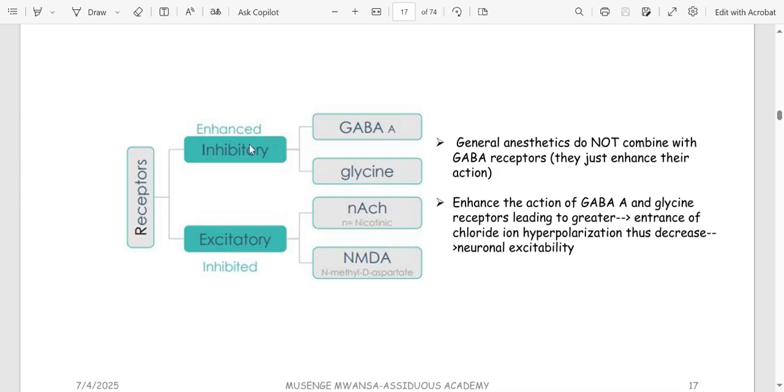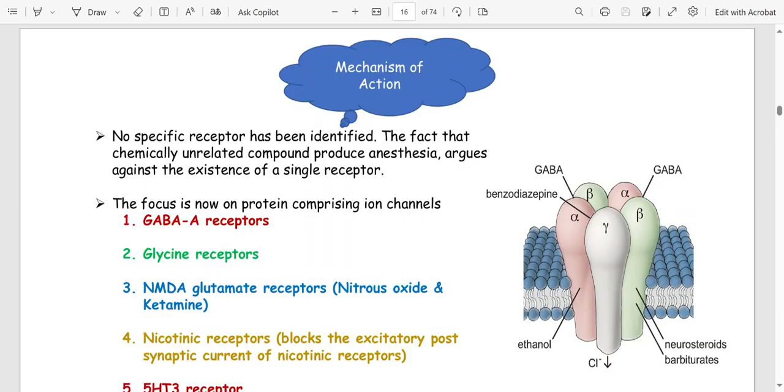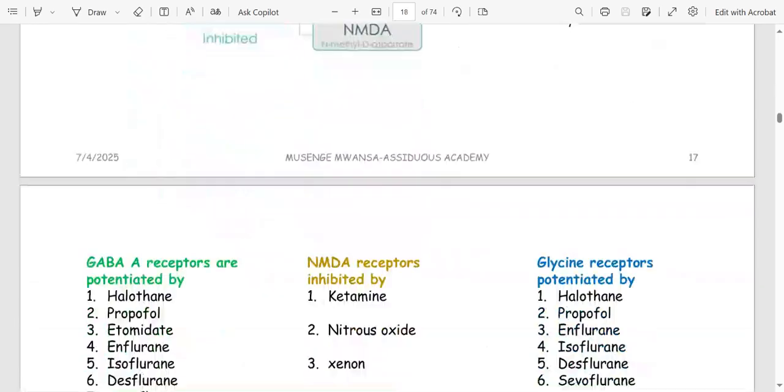Now these guys really don't attach to the receptor where GABA binds, but they'll simply enhance the function of the GABA receptor by binding to another site, as we said earlier. You can see these guys are not binding to where GABA was binding on the beta subunit, but they are binding to other parts like the gamma subunit so that you enhance the function of GABA.